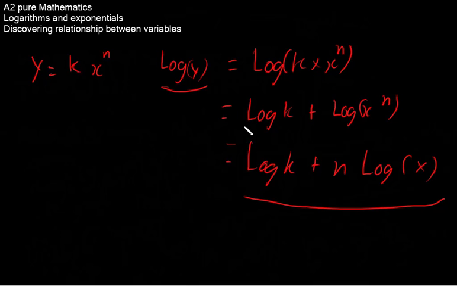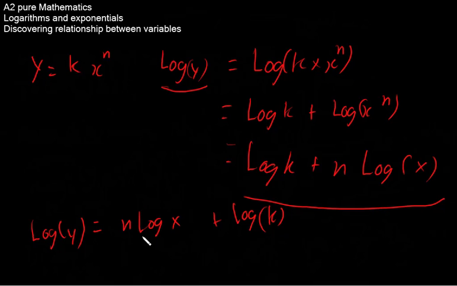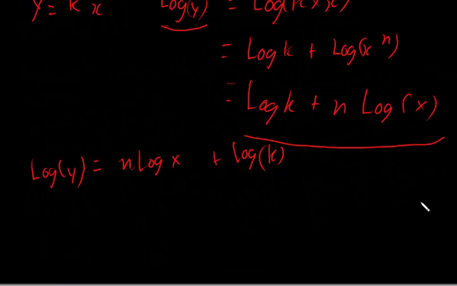Now a funny thing about this relationship: we have the log of y equal to n times the log of x plus the log of k. Now k and n are constants. So n is a constant, and log k is also a constant.